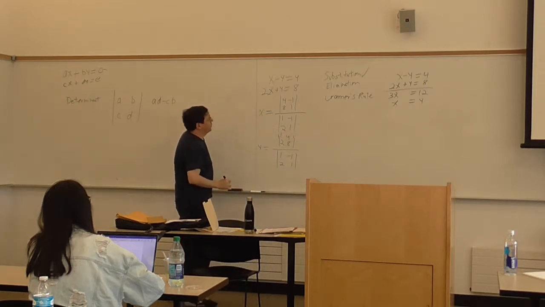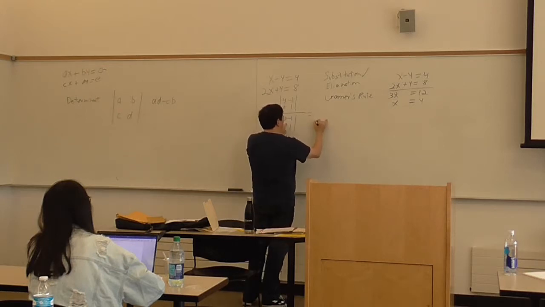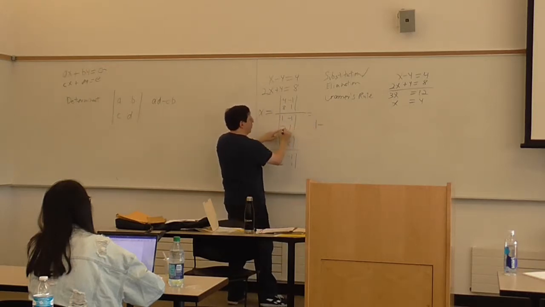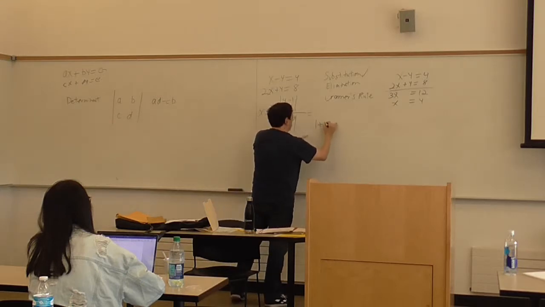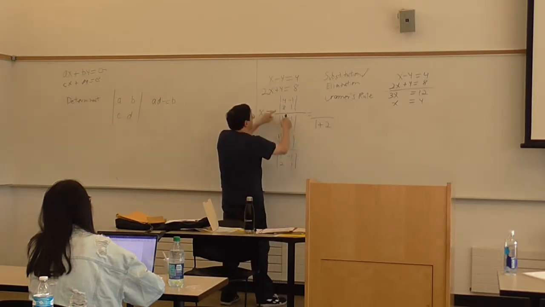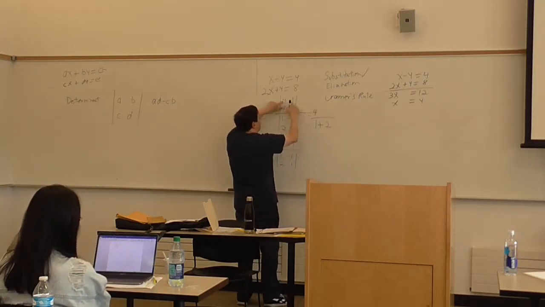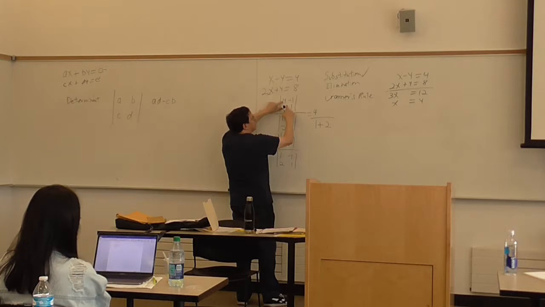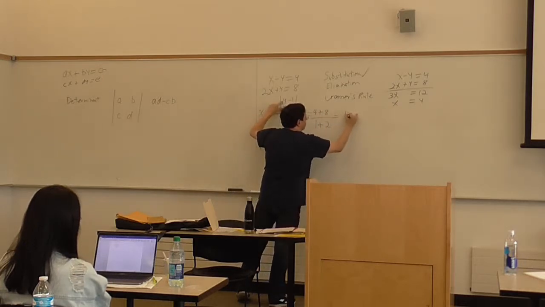All right, well, let's figure out these determinants here. So this is going to be 1 times 1 minus 2 times negative 1, that's plus 2. Here I'm going to get 4 times 1 minus negative 8 times 1, which is plus 8. So I get 12 over 3, or 4, which is 4.